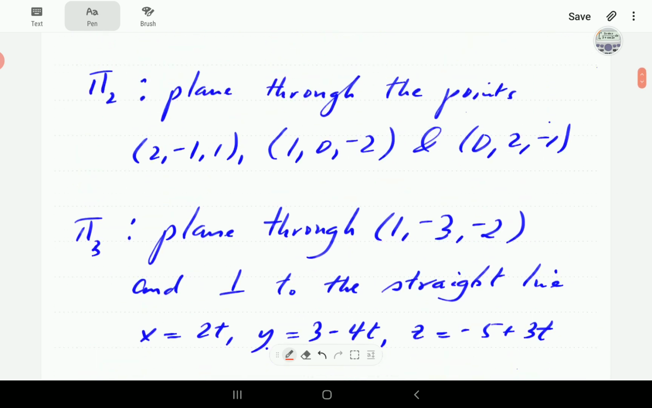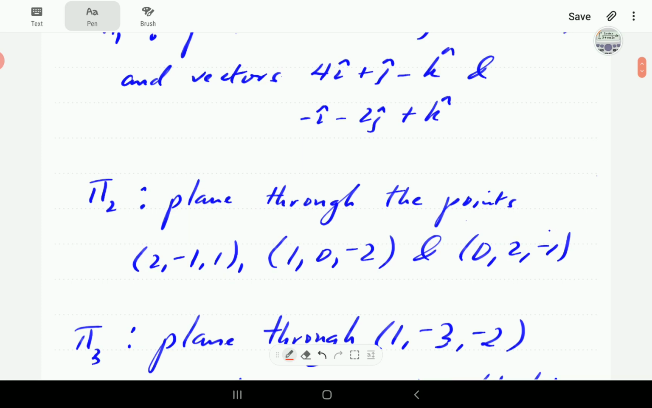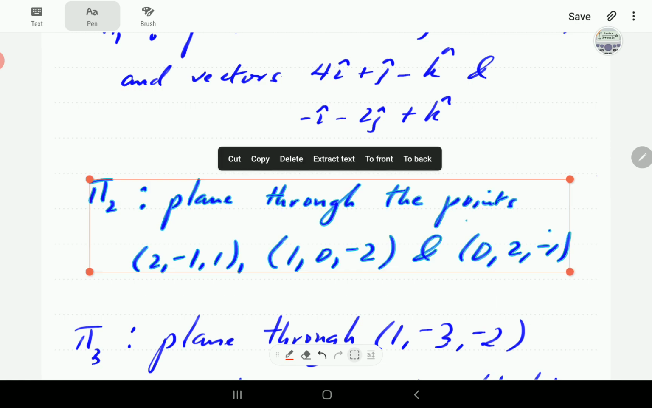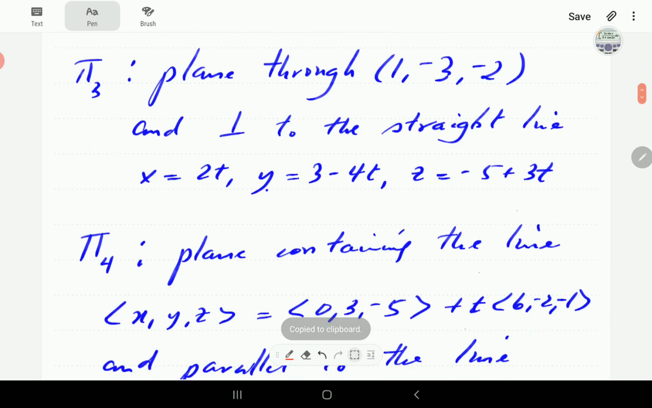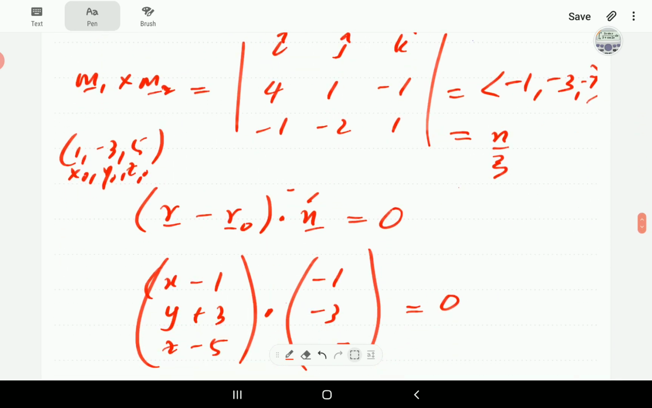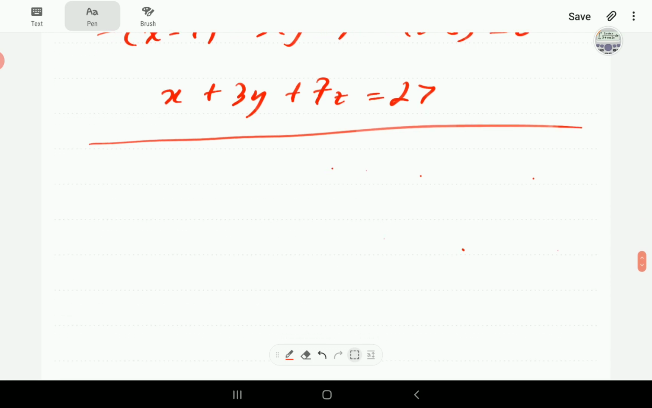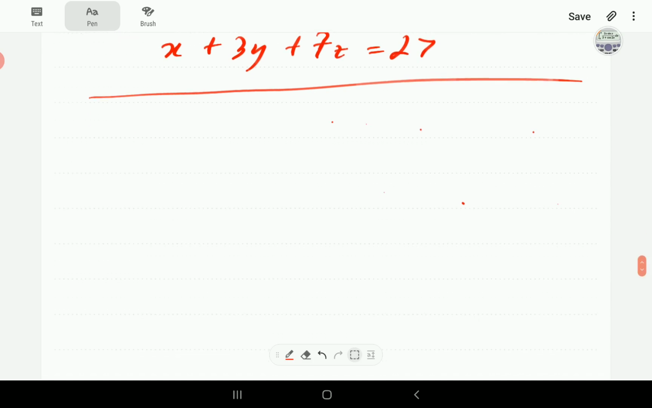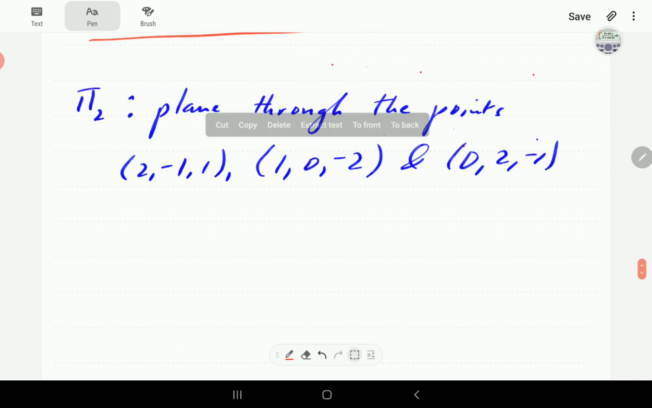Now I'm going to go to the second plane. The second plane is just defined by the fact that it goes through 3 points. I already mentioned that these 3 points must not be collinear. So long as those 3 points are not collinear, then we have a unique plane that goes through them. If they are collinear, then we don't have a unique plane. So that's plane number 2.